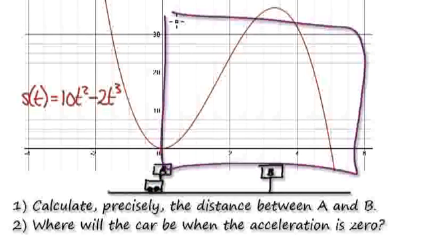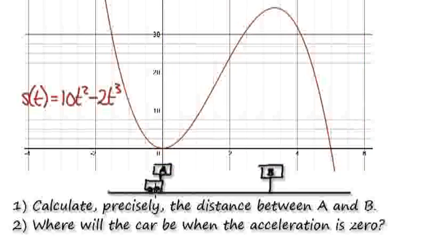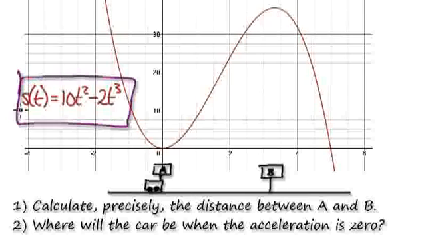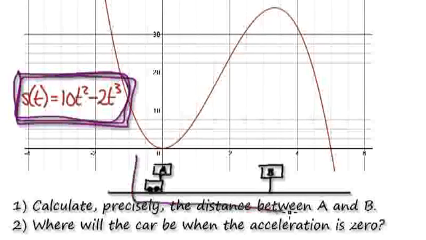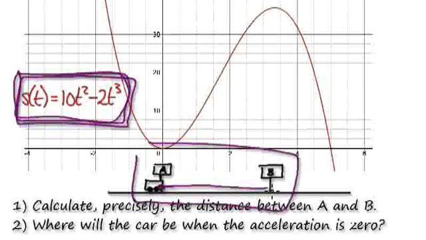This is your displacement time graph. So you can imagine it as a car traveling from A to B. The question is, calculate precisely the distance between A and B. Somehow you've got to interpret what you've been given, which in effect is all that you're given here. But then you can imagine it as being a car traveling from A to B and then backwards here.